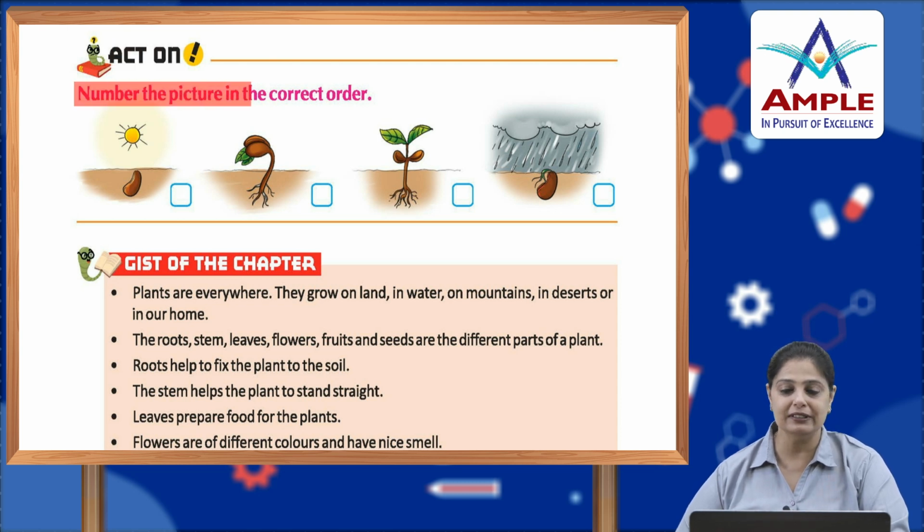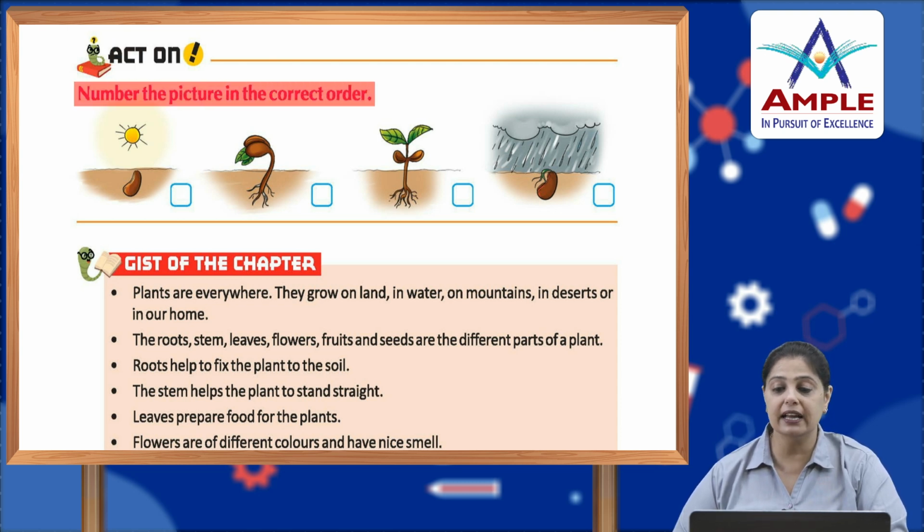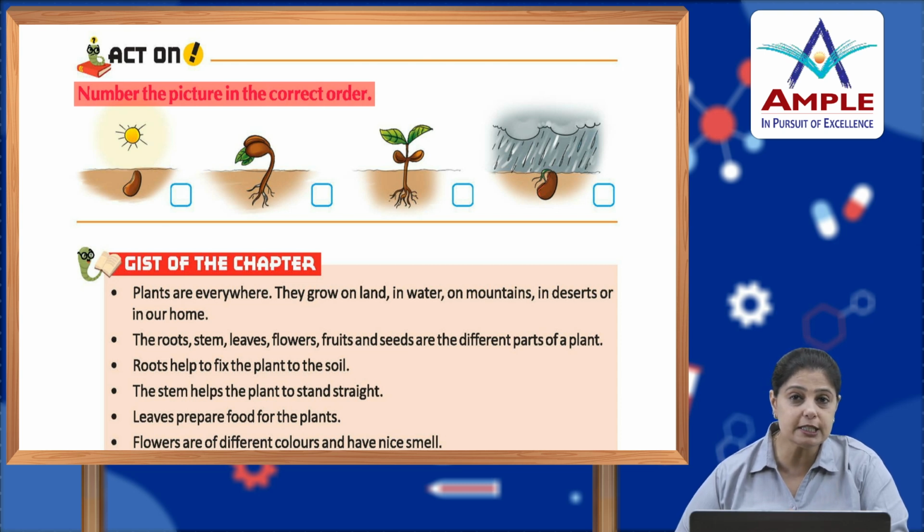Now, let's act on it. Number the pictures in the correct order. Now, you have to put them in the correct order. So, first is the seed which is planted in the soil, then the seed which has got a little sprout on it. Then the seed which is still closed but has leaves on it, and then the seed which has opened up and turned into a good plant.